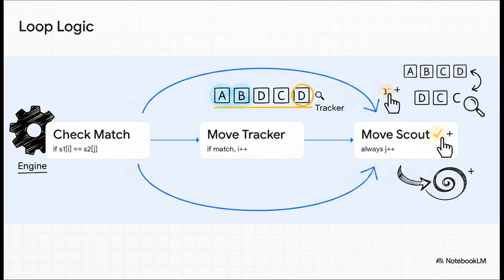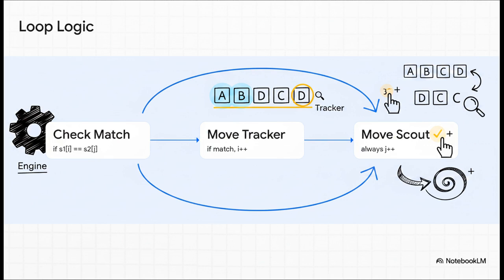Now for the real engine of our program. We wrap this inside a loop that runs until one of the strings runs out of characters. Inside, the logic is incredibly simple. Step 1, check for a match between the tracker's current letter and the scout's current letter. Step 2, if they match, increment I to move the tracker forward.